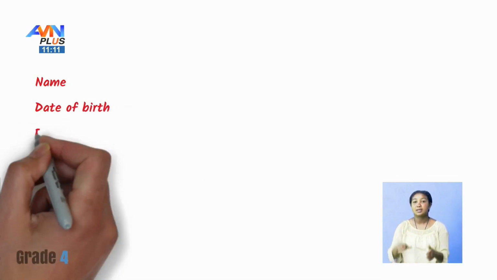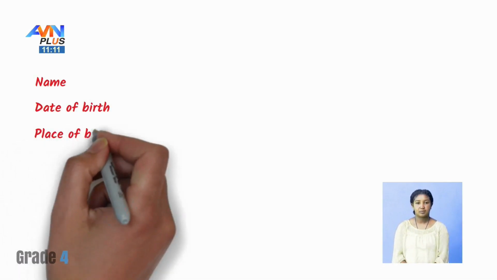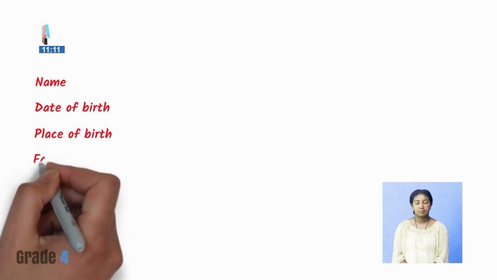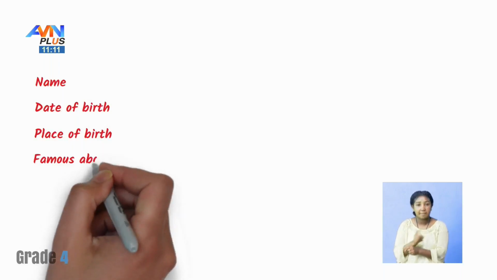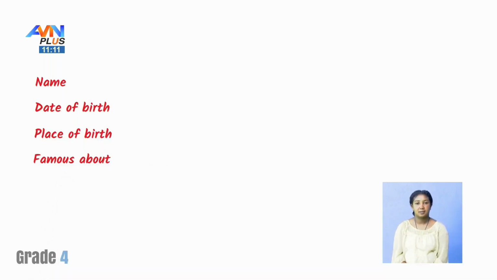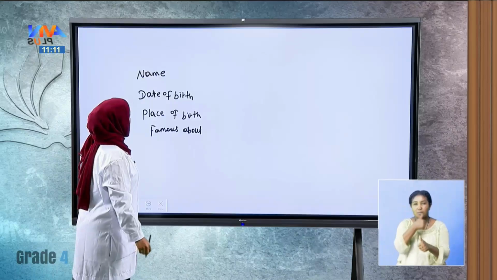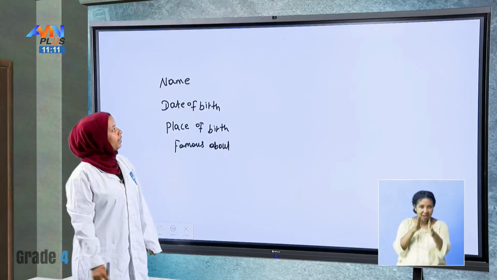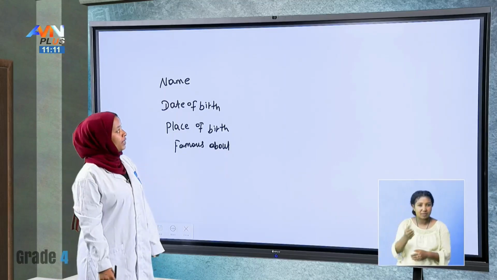And the next one is place of birth, and what they are famous for, like what they contributed also. We will see together. The first famous Ethiopian person is a scientist, and he was even nominated for the Nobel Prize.